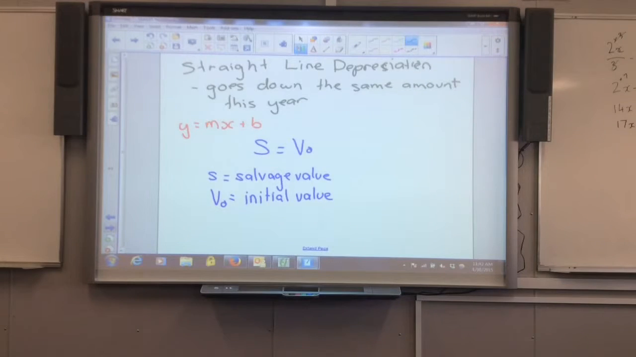The gradient is going to have to be negative, isn't it? Because it's depreciating, it's going down.